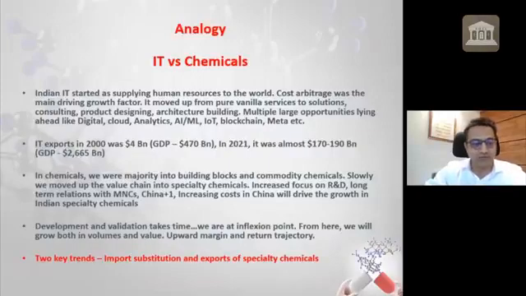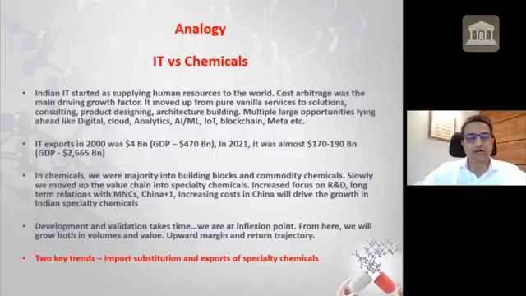So once you develop the relation with the MNC, then the contract runs for a very long period. I think development and validation time has already happened. There are a lot of companies which are now getting into long-term contracts. So we are at the inflection point. From here on, we will grow both in volume and value terms. As we move up the value chain, our margin will also improve and our return ratios will also improve.